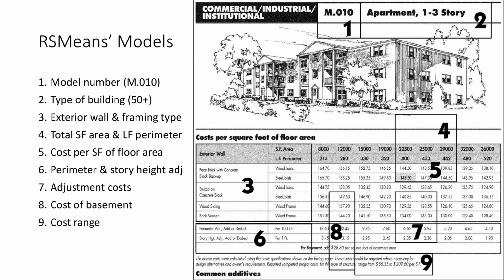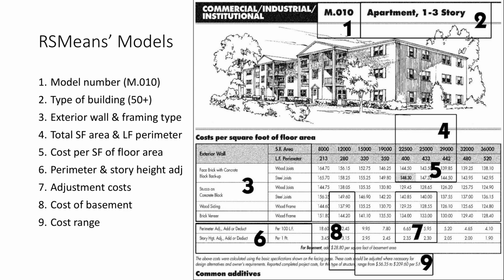Second, the model is tied to a building type, in this case, a low-rise apartment. Means has more than 50 building types, and choosing the wrong one immediately undermines the estimate. Third, we select the exterior wall and framing system. This choice matters because it drives a large portion of the building cost, even at a conceptual level. Fourth, the model is organized by total square footage and perimeter length. These geometric drivers are what allow Means to scale cost without a detailed takeoff.